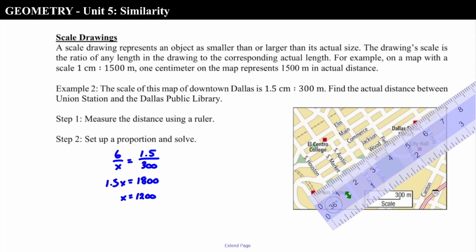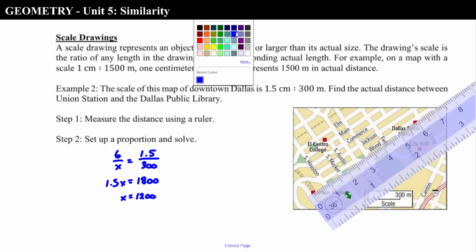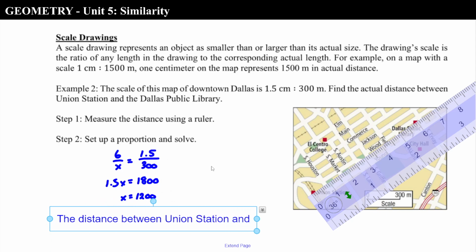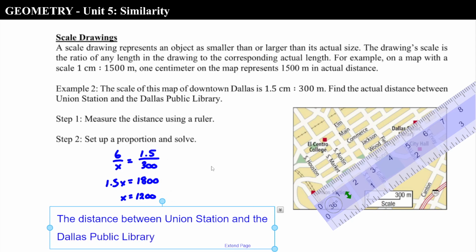So let's create a short word answer to cap off this problem. The distance between Union Station and the Dallas Public Library is 1,200 meters.